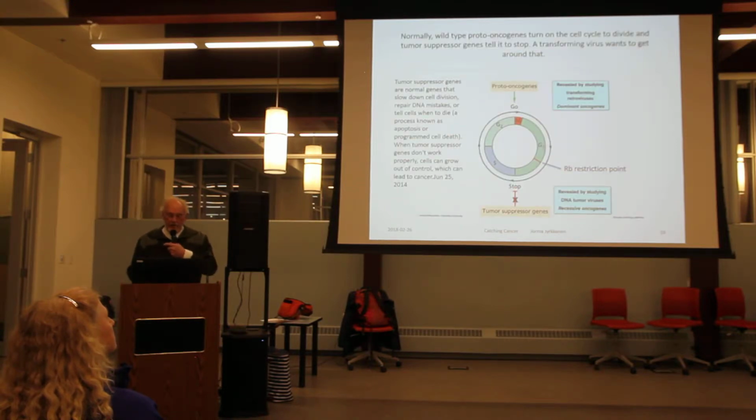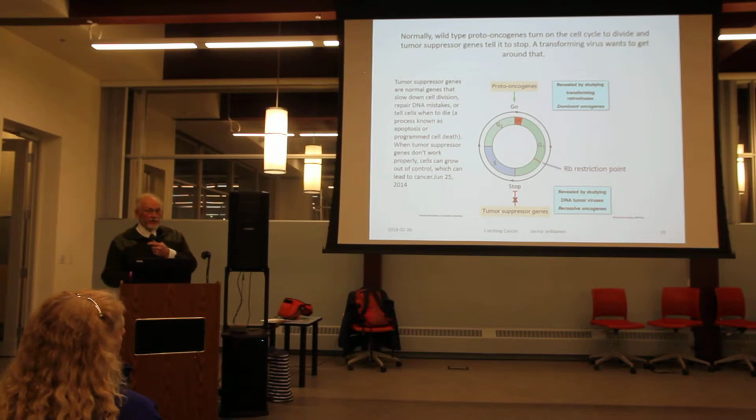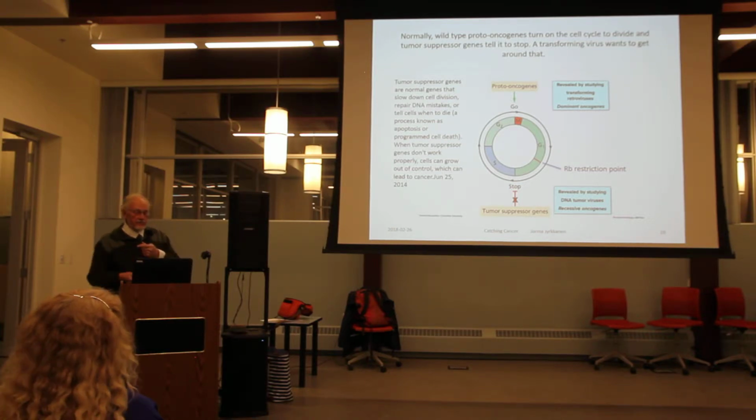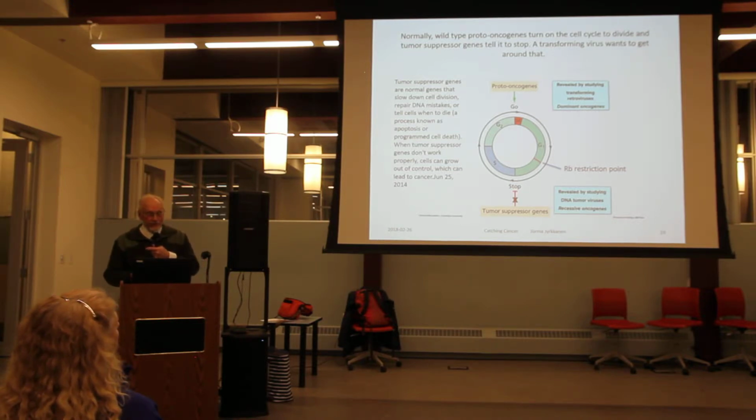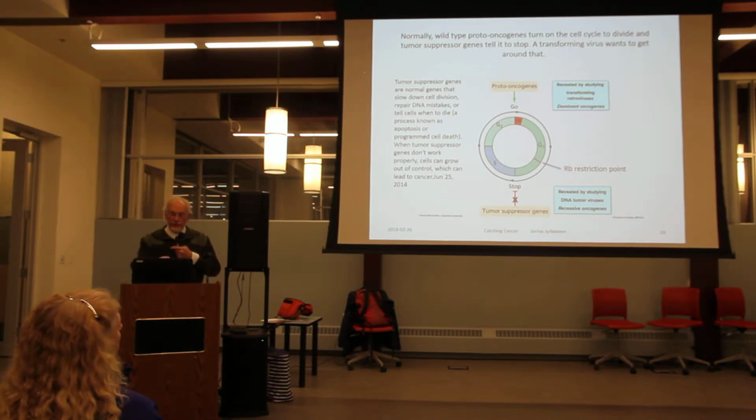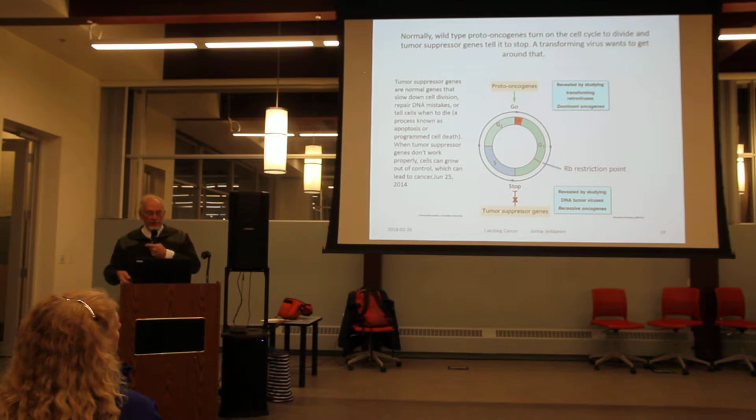Well, there's a couple of restriction points along the way. Normally, proto-oncogenes, these are things we have in our body that normally say, okay, let's start dividing. And oncogene means cancer. But their normal function is not cancer, it's to start the cell division. Now the virus will take over that proto-oncogene and it becomes a viral oncogene. And that makes the cycle go when you don't want it to go.